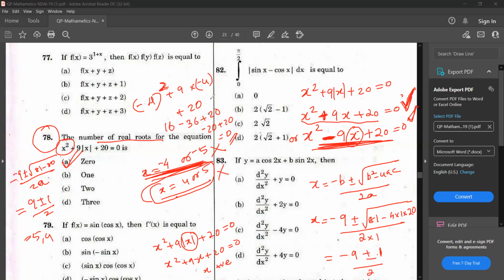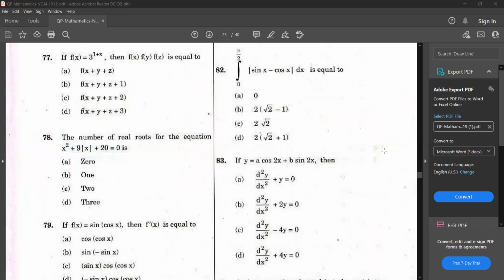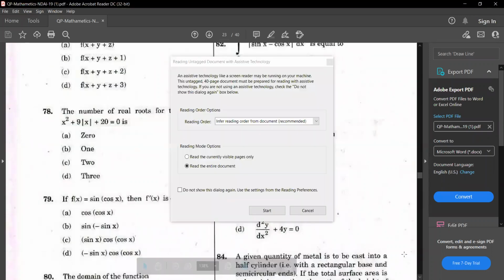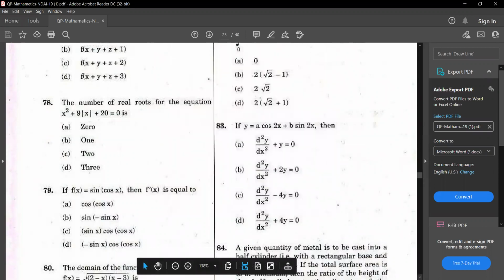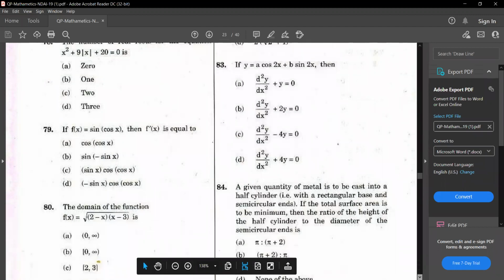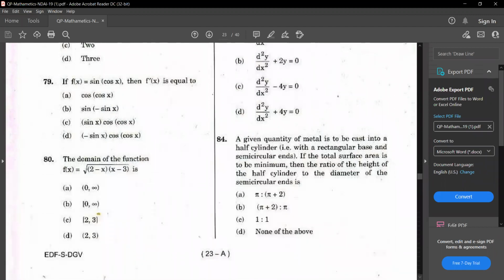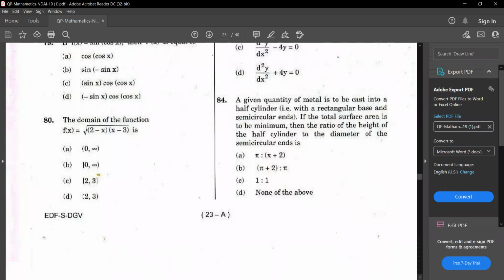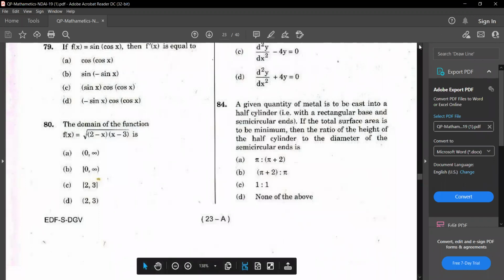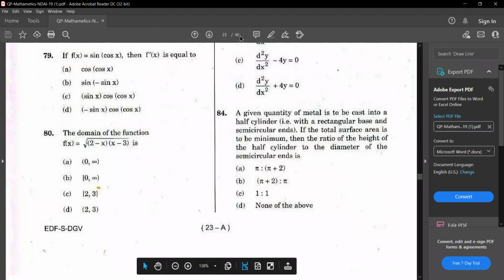Now move on to the next question. Okay, so see question number 79.